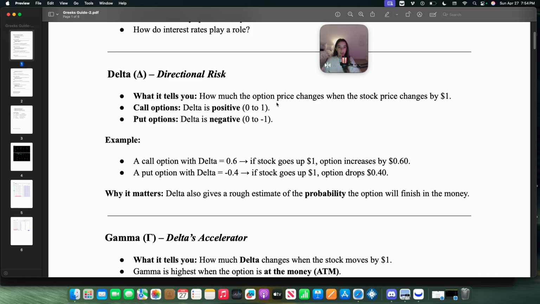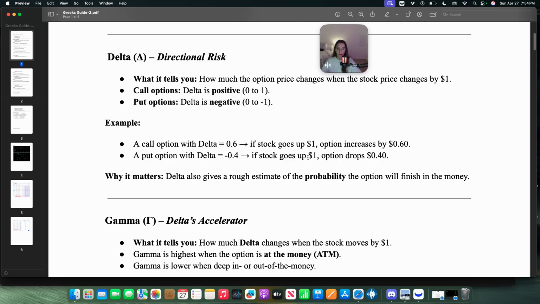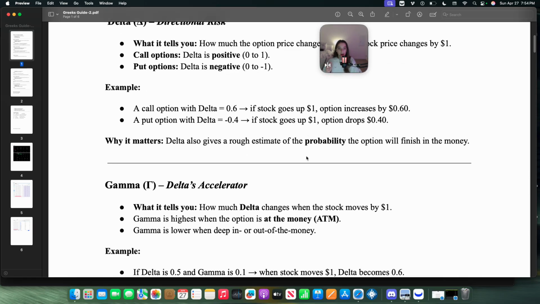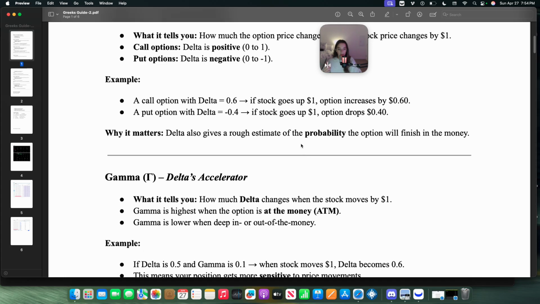This is going to differ for every single option contract you pick and any strike price. It's going to be different for all of them. You're going to have to check out the Greeks and figure out what contract works best for you. And then put, let's say your delta is negative 0.4. If the stock goes up $1, your option will drop by 40 cents. So why does it matter? Delta gives a rough estimate of the probability the option will finish in the money.